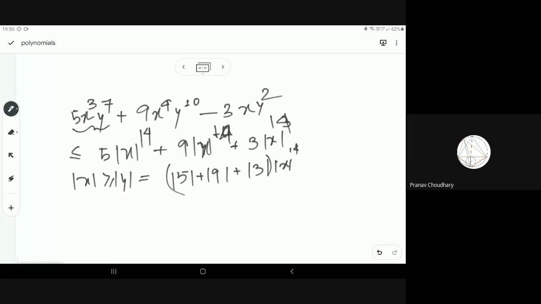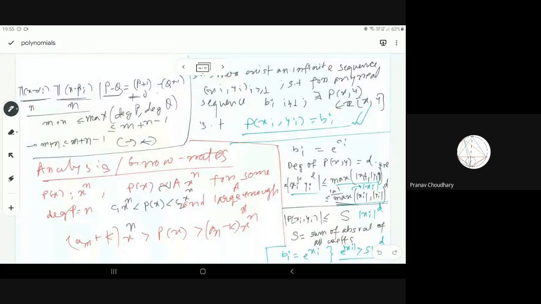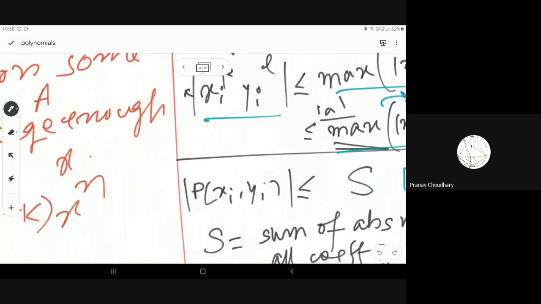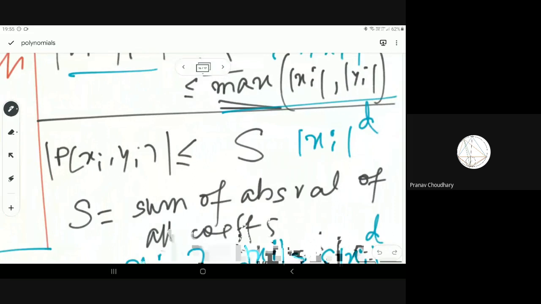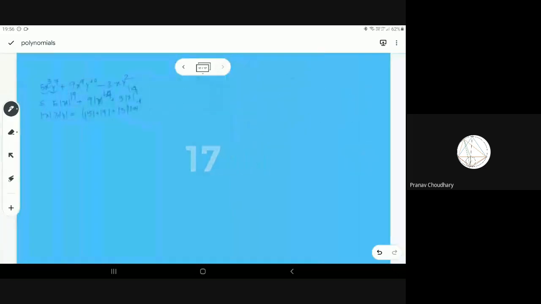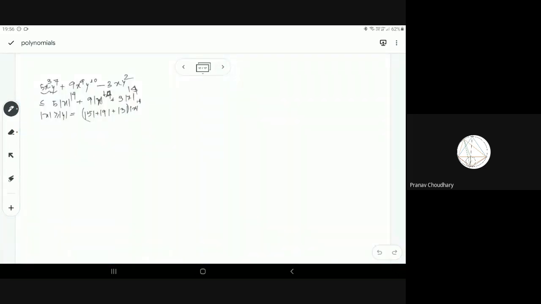It's not really essential, you can just take something more than x. What we care about is that it's less than a constant times mod x_i to the d for some large enough constant. But if we take b_i to be exponential, then we want an inequality of this form to hold, but this can't hold for large values of x. Get the point? Yeah, got it. Okay, cool. So that was one.